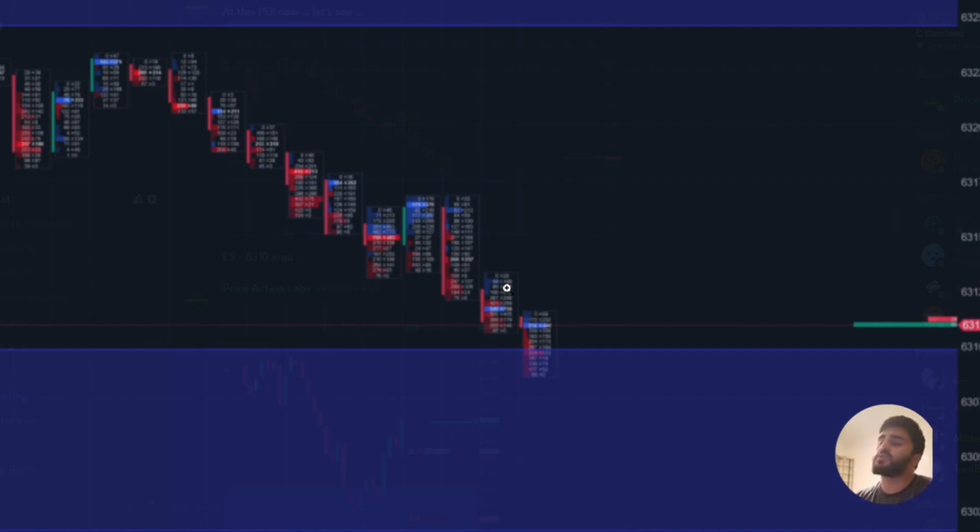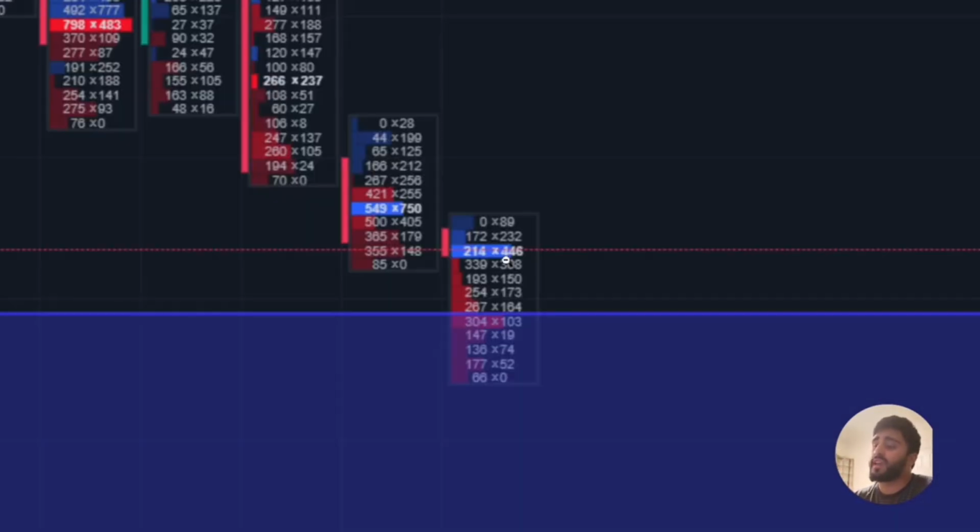So you see a lot of red, which means that the aggressive sellers aren't being rewarded at this area, because if they were being rewarded, price would have moved higher. There were market participants hitting the bid, but the actual price itself was struggling to sell off. That is your indication that buyers are stepping in, right? Passive buyers are stepping in.